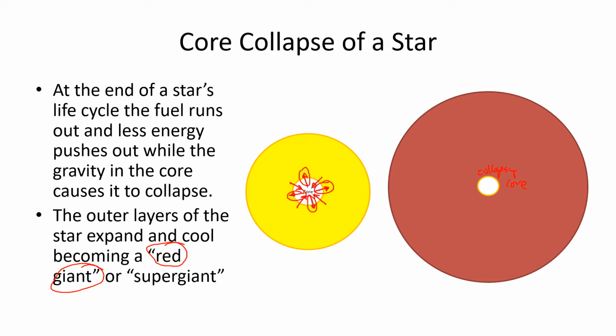So this will happen to our star in about 5 billion years or so. The outer layers will swell out and actually consume the inner planets, like way out beyond Mars. And the center part, the core of our star, will collapse into a smaller volume as the gravity starts to crush it all together.